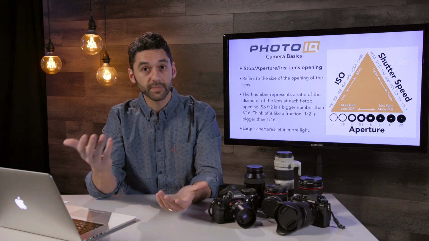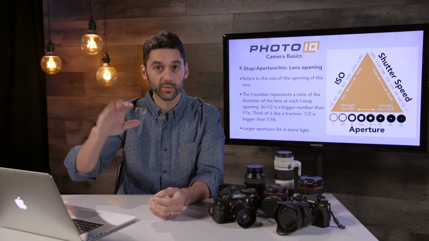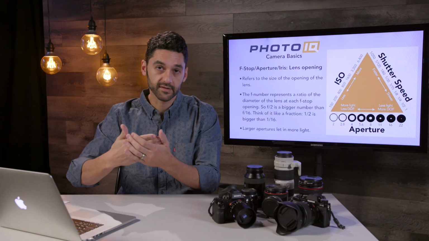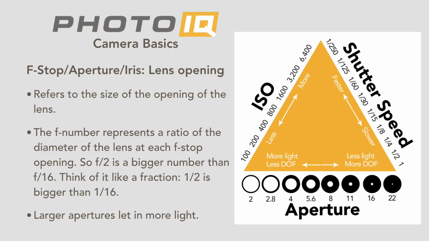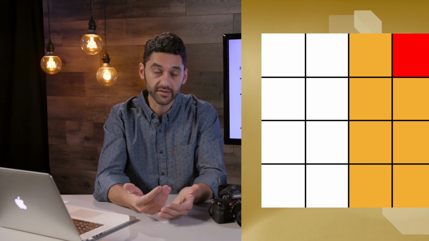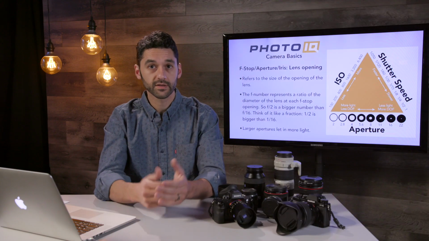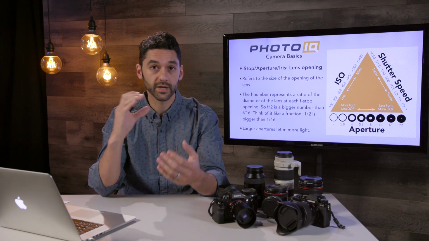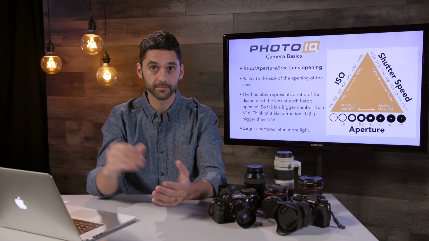So your shutter speed is the speed at which your shutter opens and closes, but the shutter is the physical element. The f number represents a ratio of the diameter of the lens at each f-stop opening. So f2 is a bigger opening than f16. Think of it like a fraction. 1/2 is larger than 1/16. Larger apertures let in more light because it's a bigger pipeline, a bigger throughput.